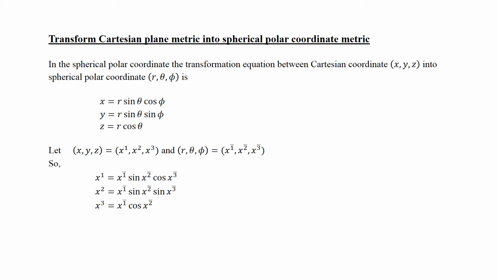Guys, now we transform Cartesian plane metric into spherical polar coordinate metric. In spherical polar coordinates, the transformation equations between Cartesian coordinates x, y, z and spherical polar coordinates r, theta, phi are given as x is equal to r sine theta cos phi, y is equal to r sine theta sine phi, z is equal to r cos theta.